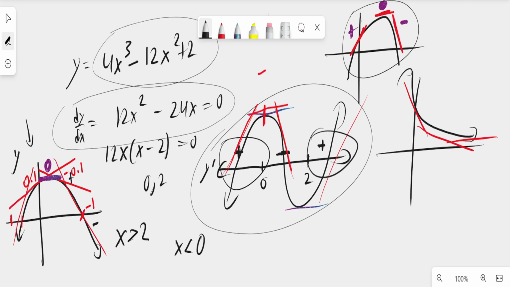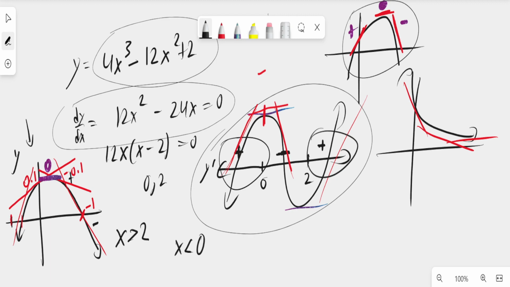Your slope is going negative. It's decreasing. Your slopes are decreasing. It's going from 1 to 0.1 to 0 to negative, right? So your slopes are decreasing. That makes sense, right? Your slope is decreasing.